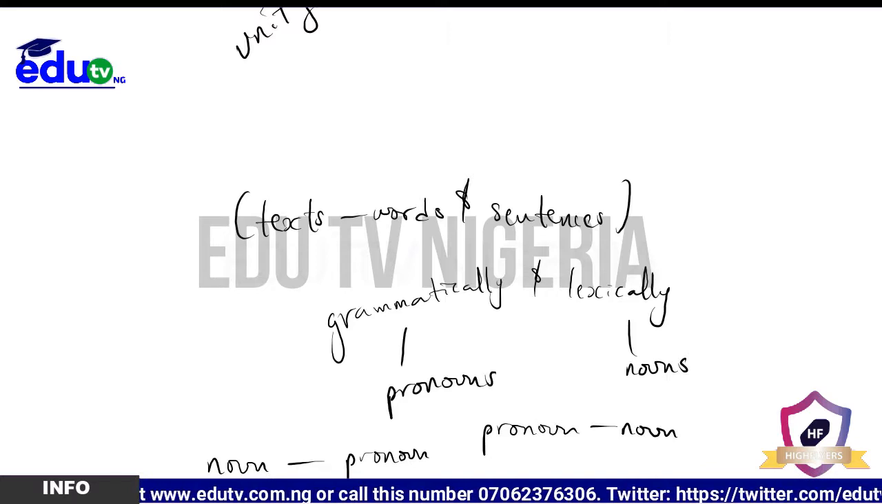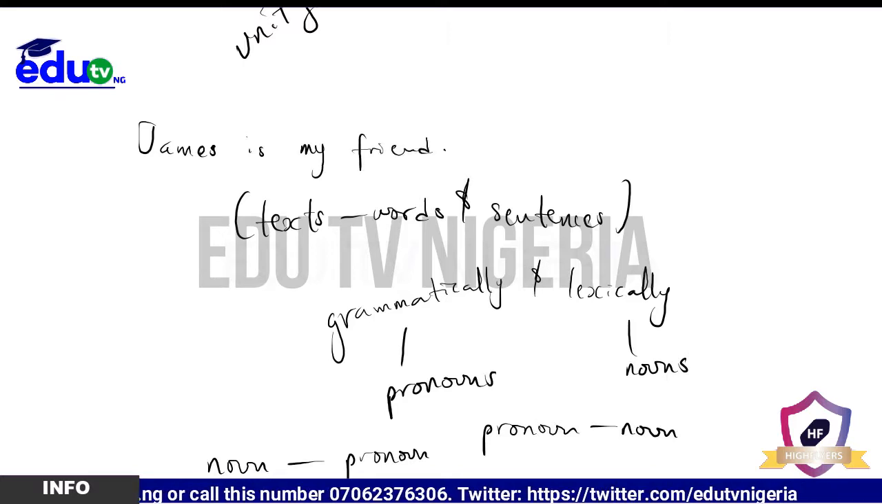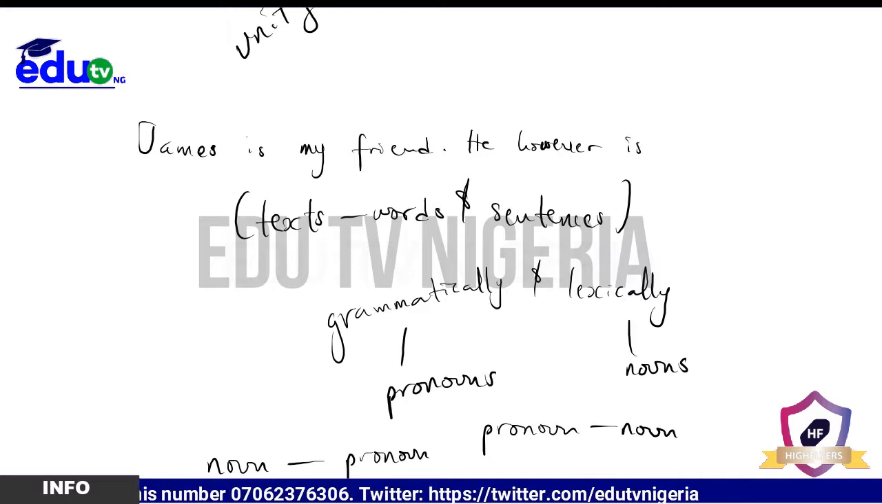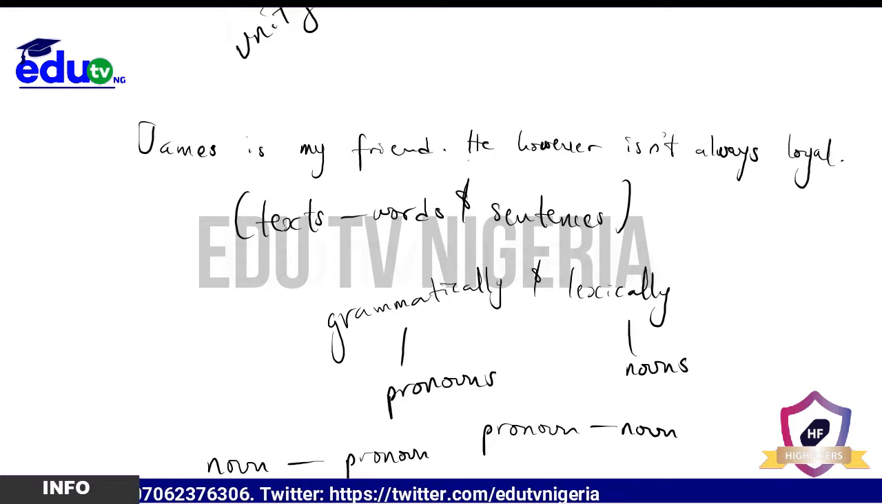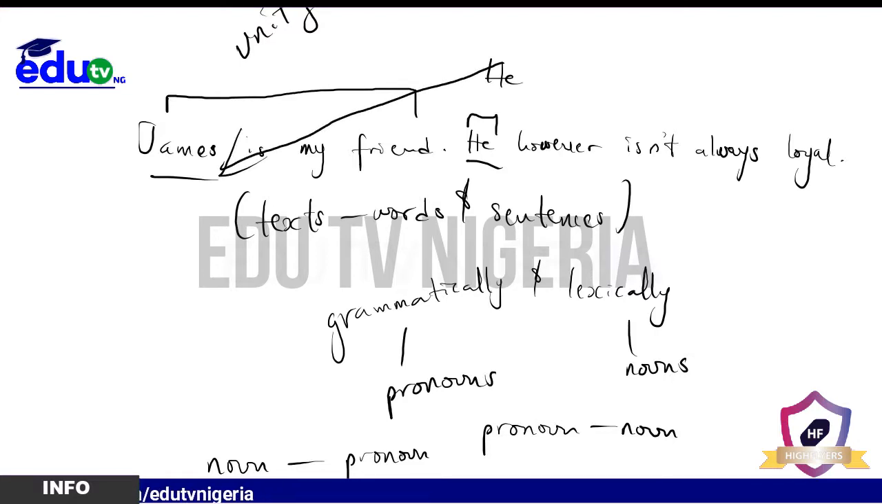Now, let me give you an example of this. James is my friend. He, however, isn't always loyal. Now look at this "he" and look at this James. If I never mentioned the first statement, James is my friend, you may not understand where this "he" is coming from. I hope you understand what I'm trying to say. But by the fact that you've heard the first statement, which says James is my friend, you can now understand who this pronoun "he", the personal pronoun "he", refers to, and that is James. So that's what cohesion is all about.